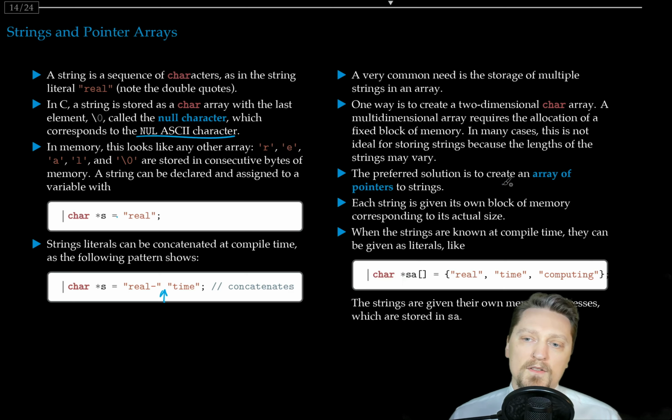The preferred solution is to create an array of pointers to strings. Each string is given its own block of memory corresponding to its actual size. When the strings are known at compile time, they can be given as literals like this: real-time computing. Those are the 3 strings that we're going to put in an array of strings. The strings are given their own memory addresses, which are stored in SA.